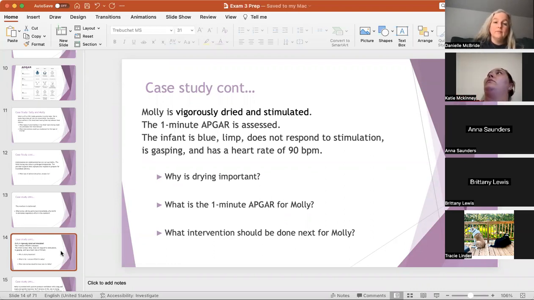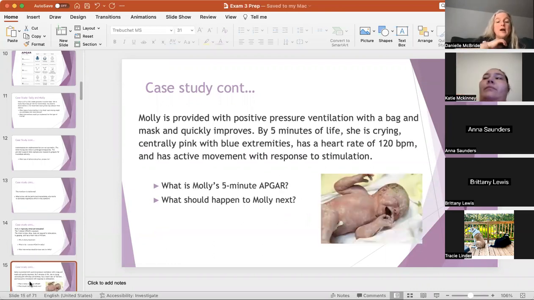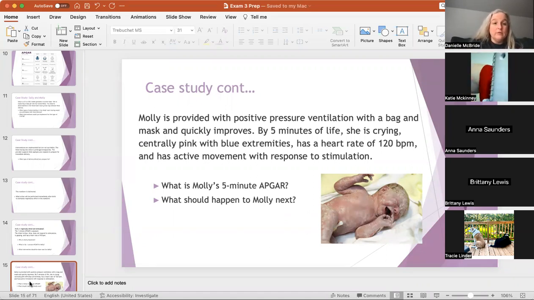A little baby face mask. Okay, so we use positive pressure ventilation. All right, so little baby face mask, and we put it on there, and then we give breaths, because if the baby is gasping, it doesn't really count towards anything that's going to be beneficial for breathing. So we can do positive pressure ventilation with a bag and mask, and the baby is getting so much better.